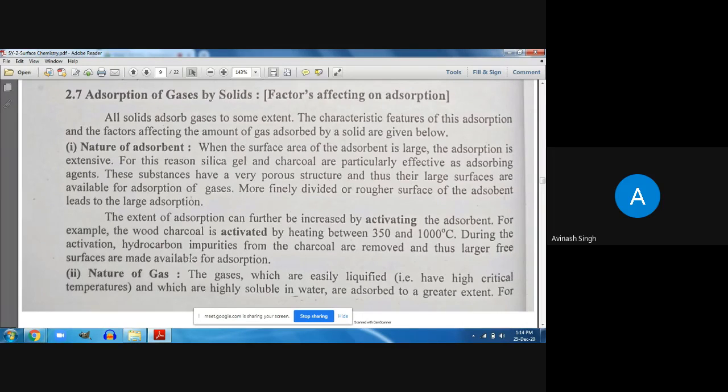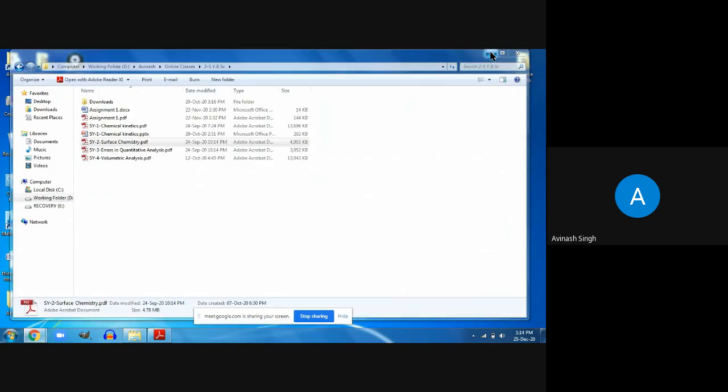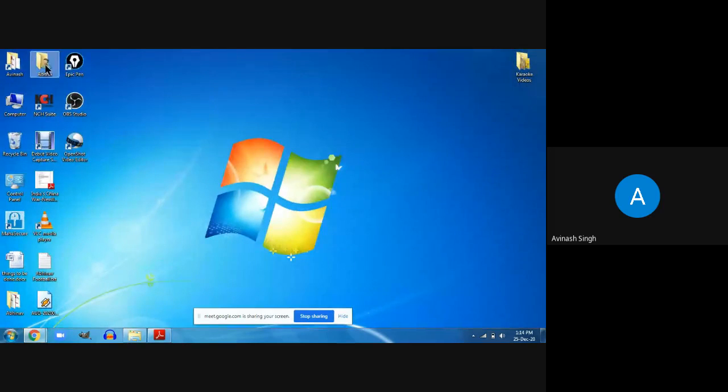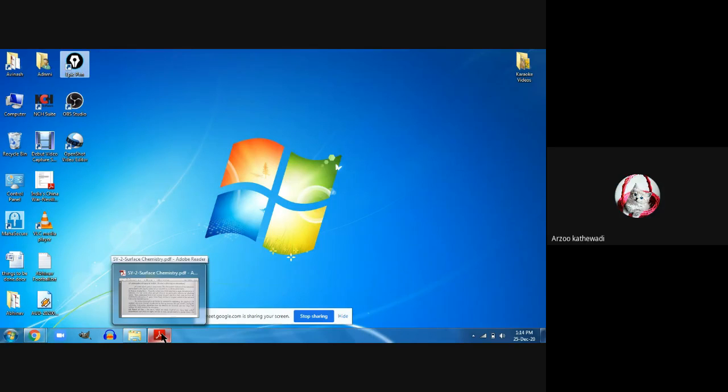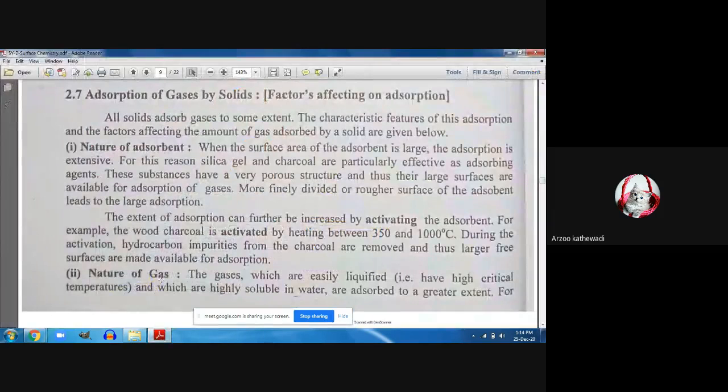The first point is how does the आपका सॉलिड कैसा है उस बात पे कैसे डिपेंड करता है कि आपका एड्सॉर्प्शन कितना होता है. What is adsorption? Can somebody tell me what is adsorption? You don't have to tell me the exact definition, but you just have to tell me adsorption होता क्या है. बोलिए. Deposition of substance on a surface of another substance.